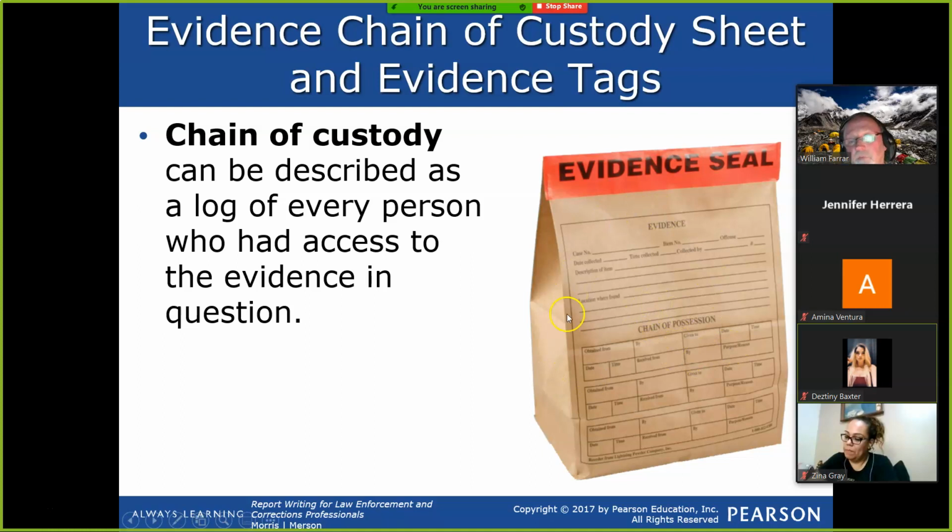Even if it's this type of evidence bag, on anything, you're going to see these: chain of custody. Basically, you log every person who had access to this particular item of evidence. That way the court can track it and they know that there hasn't been any funny business with this piece of evidence.